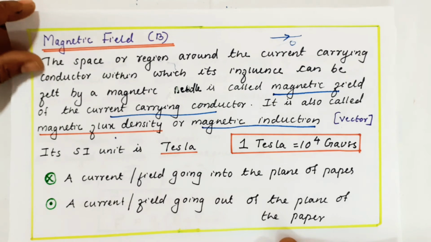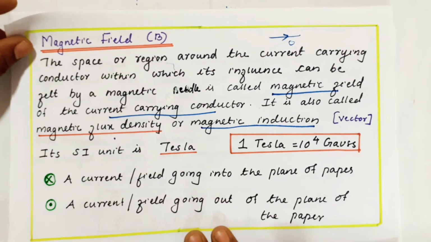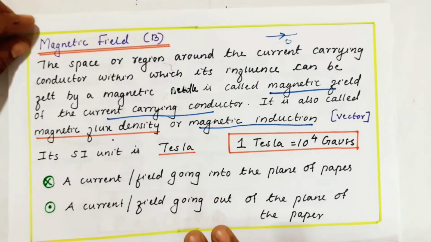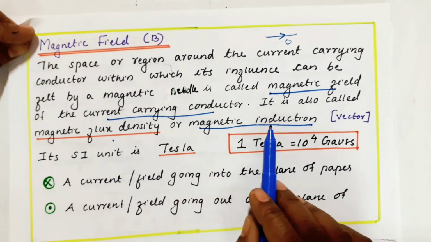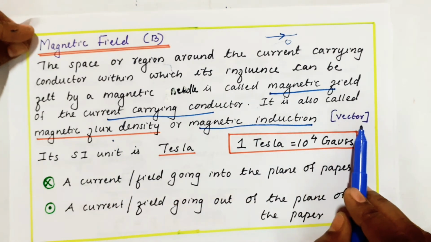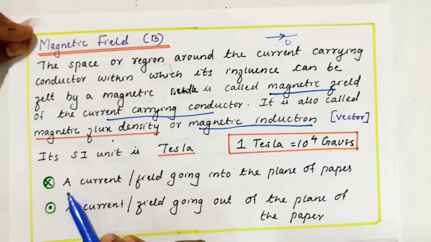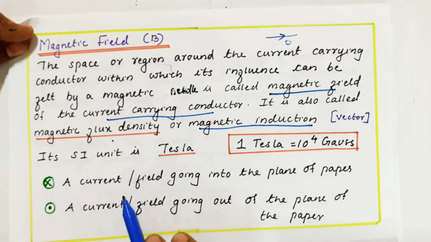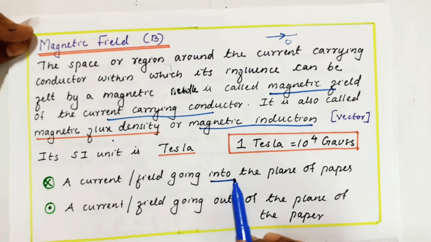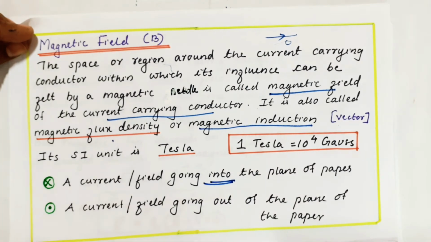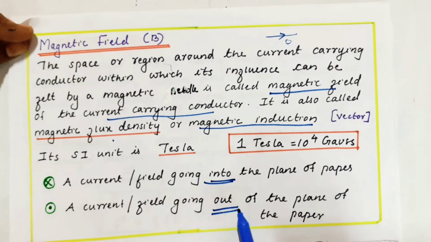Very important. So in this page we talked about magnetic field. Symbol is B. Two names are magnetic flux density and magnetic induction. And it is a vector quantity. Its SI unit is Tesla. 1 Tesla is 10 power 4 Gauss. And the representation into means magnetic field is going into the plane of the paper, or current is going into the plane. Very important, into. This is an into mark, right? Dot means it is going out.